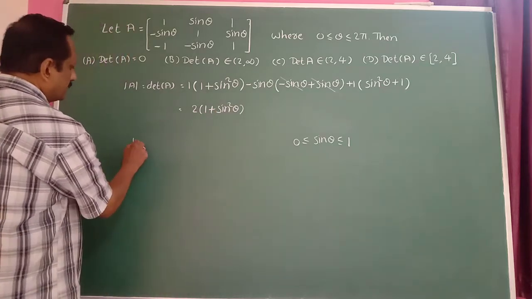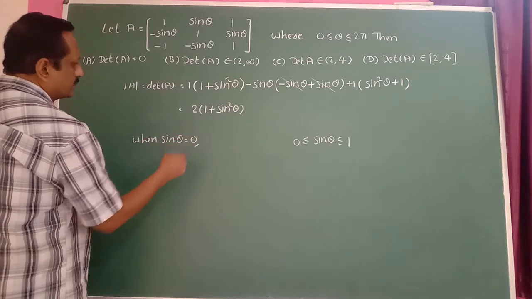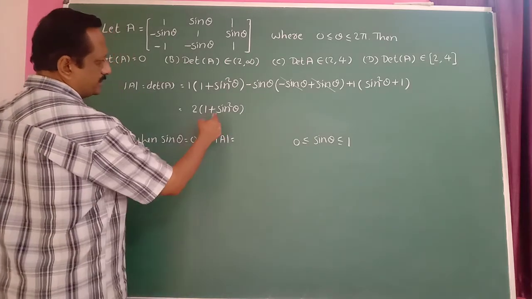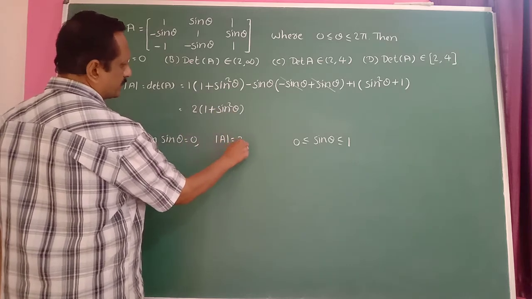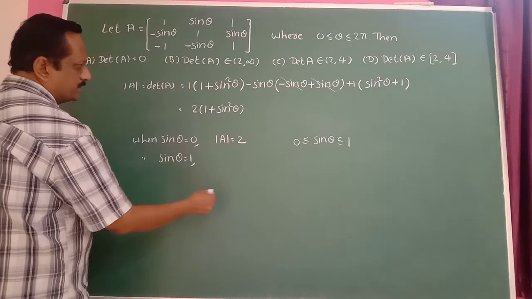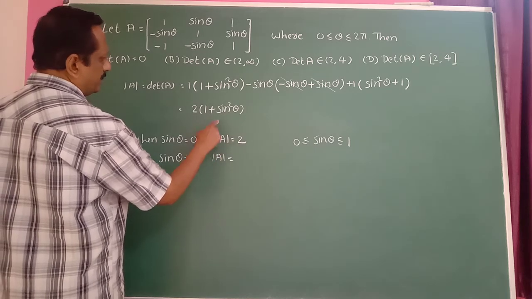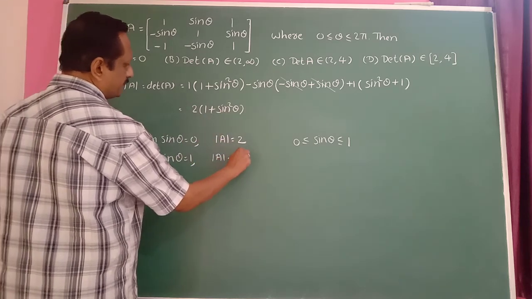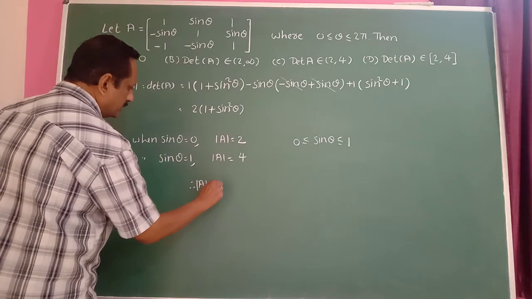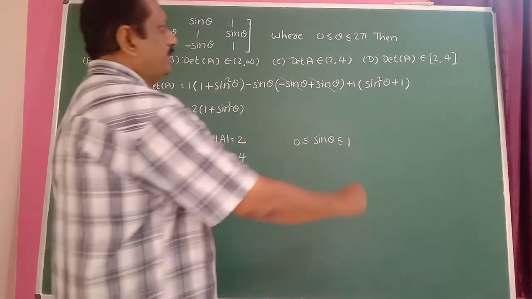When sin theta is equal to 0, then determinant of A is 2 into 1, which becomes 2. When sin theta is 1, the maximum value, then 1 plus 1 becomes 2, 2 into 2 becomes 4. Therefore, determinant of A belongs to the closed interval 2, 4. Therefore, your fourth option is correct.